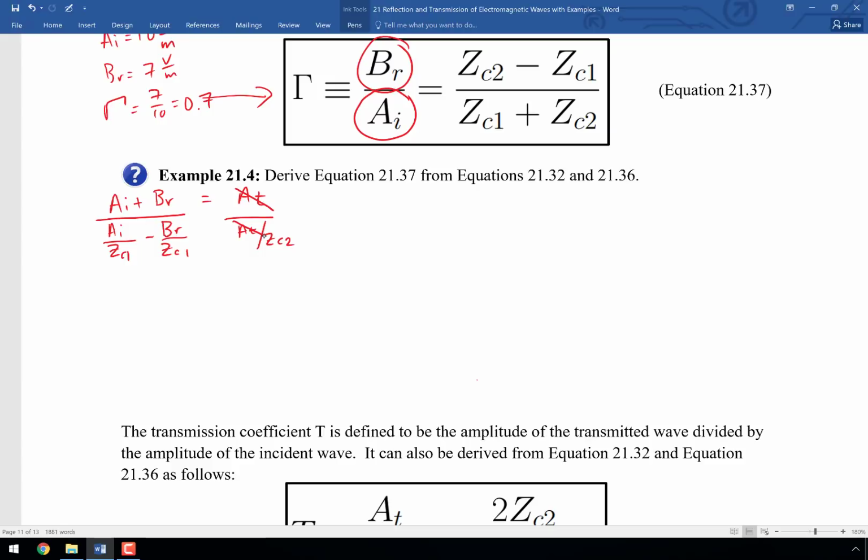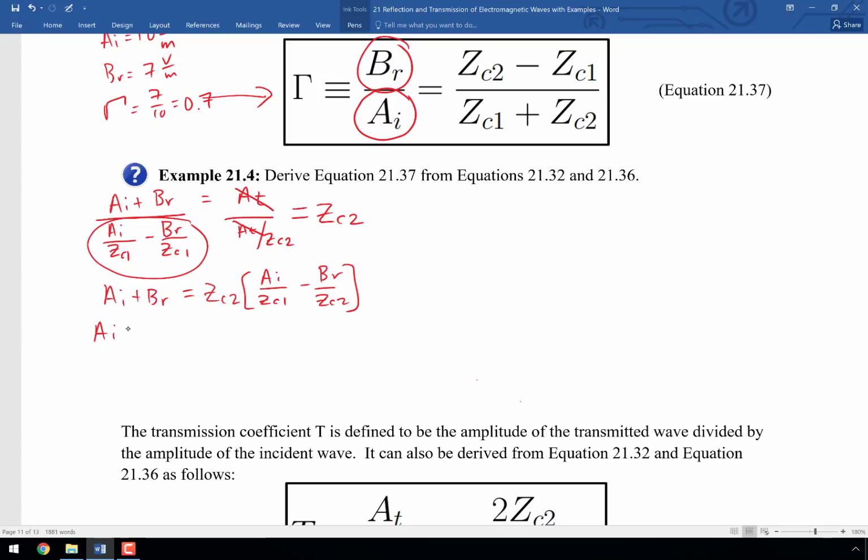Now the only variables that are left, if we assume that we know the characteristic impedances, are A sub I and B sub R. And our goal is to find the ratio between those two. Well, I have Z sub C2 in the denominator of the denominator, so it moves up to the numerator. And now I'm going to multiply the denominator of the left through so it moves over to the right-hand side. So I get A sub I plus Z sub C2 times A sub I over Z sub C1 minus B sub R over Z sub C1. And, oh, no, hold on a second. Nope, that was a mistake. It's A sub I plus B sub R is equal to Z sub C2 times A sub I over Z sub C1 minus B sub R over Z sub C2.